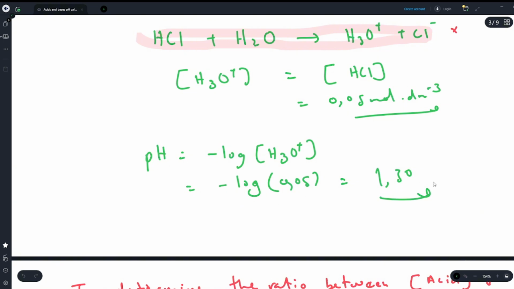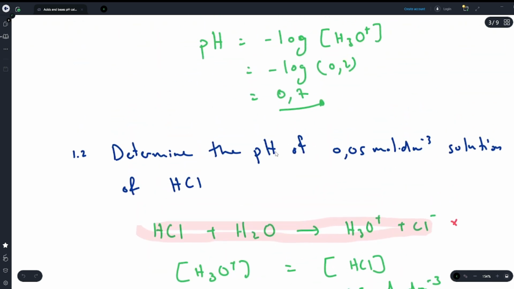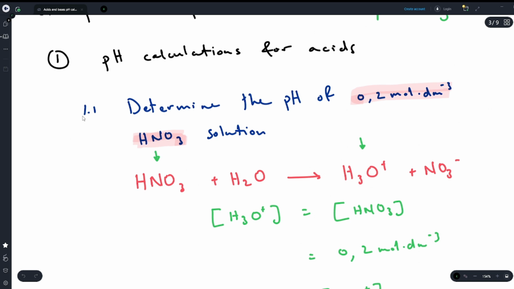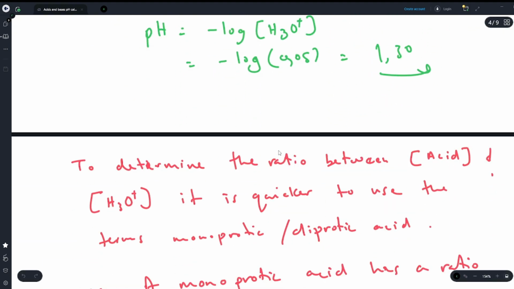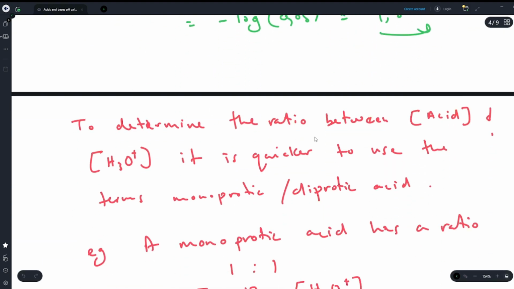which is 1.30. It's the pH. But if you notice both examples that we took a look at, 1 and 2, both of them have to do with monoprotic acid. And I deliberately chose these monoprotic acids. The next example we want to look at is going to be for a diprotic acid.